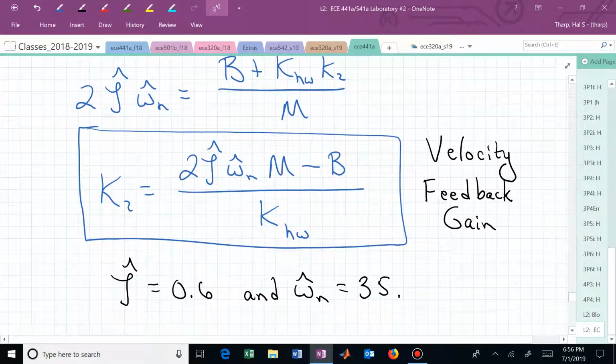And remember, zeta hat needs to be 0.6 to give us a percent overshoot of 10%, and our natural frequency, we said, oh, let's make our natural frequency a little bit bigger just to show or illustrate that indeed we can modify the characteristics of the system, change the pole locations by full state feedback. In this case, that corresponds to having access to the position and access to the velocity.